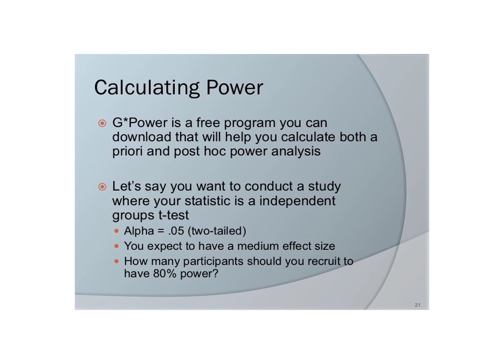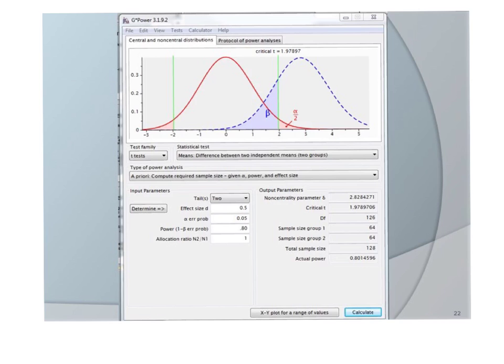In order to conduct an a priori power analysis, you have an alpha level of 0.05. You're going to expect a medium effect, which for a t-test is Cohen's d, and a medium effect for Cohen's d is 0.5. How many participants should you recruit to have 80% power? That's the question that we're going to ask with an a priori power analysis, and this is what G-Power gives you.